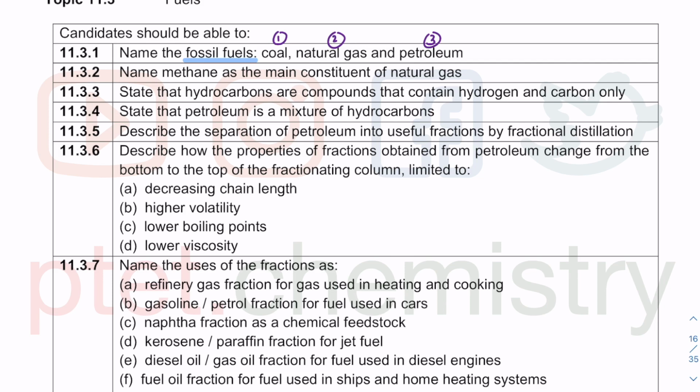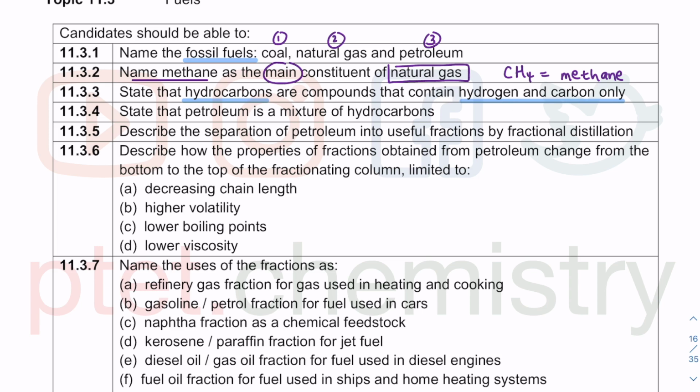So we're going to be able to name methane. So methane is CH4. The natural gas we are talking about, it is the main constituent. So CH4 is basically your methane. They want the name. The name is methane. The chemical formula is CH4. We talked about hydrocarbons previously already when we talked about alkanes and alkenes. Hydrocarbons are basically compounds that contain hydrogen and carbon atoms only. If you contain oxygen or nitrogen or any other element apart from hydrogen and carbon, you cannot call it a hydrocarbon.